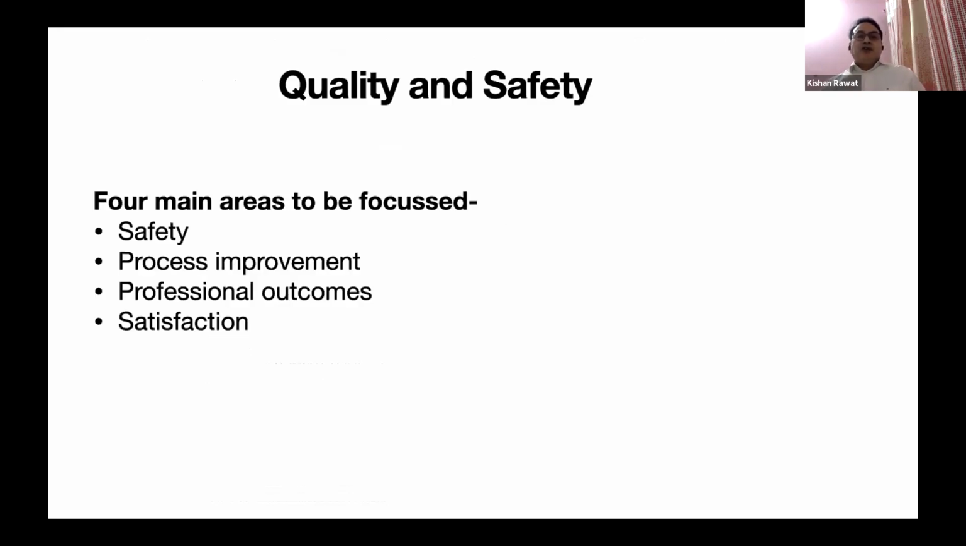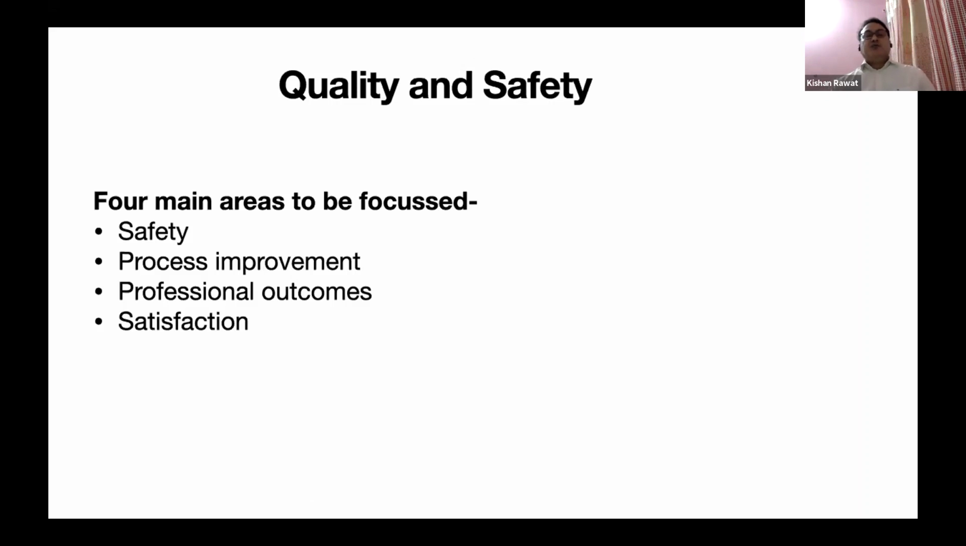So when we talk about the quality and safety in a radiology department, there are 4 main areas to be focused on. These areas are safety, process improvement, professional outcomes, and satisfaction. So we have to improve these areas. So how do we measure the improvement? How can we say that we have achieved the improvement or we are improving the department?